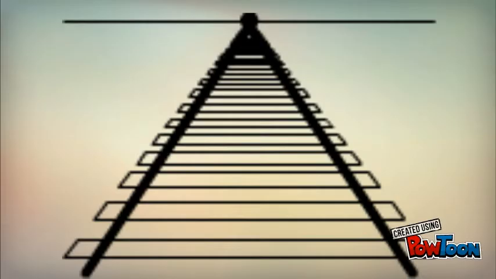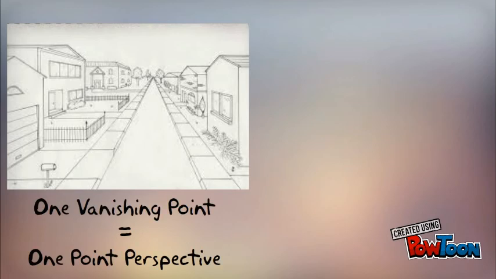Now, in real life, those parallel lines never really touch. They're like railroad tracks. However, because they recede back into space and get further away from us, they look as if they do touch when they hit the horizon line, and that's the vanishing point. When you look at this drawing, there's only one vanishing point, so you have a one-point perspective drawing.